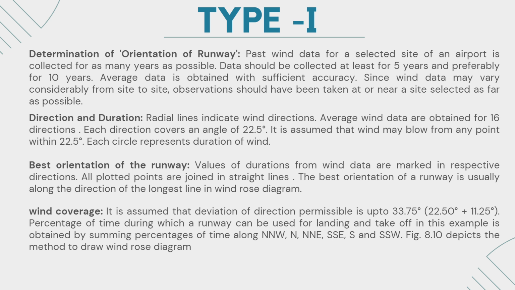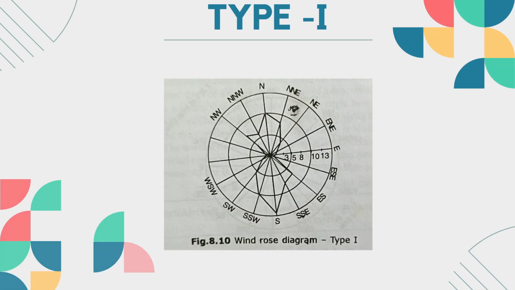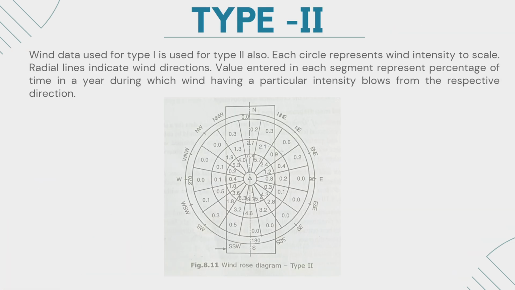So the wind coverage. With that graph, we will come to a conclusion of wind coverage, where it is assumed that the deviation of direction permissible is up to 33.75 degrees, the percentile of time during which a runway can be used for landing and takeoff. This can be obtained by summing the percentage of time along north, north northwest, north northeast, south, south southeast and south southwest. So the type 1 diagram which we obtain using the data is like this. In this we can see that the north and south has the longest section, so it will be taken as the best runway. So the next is type 2.